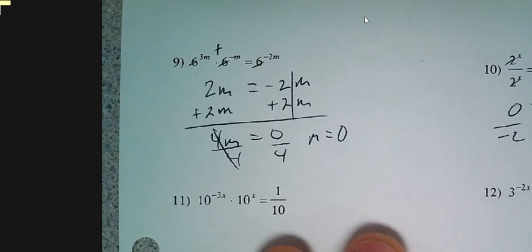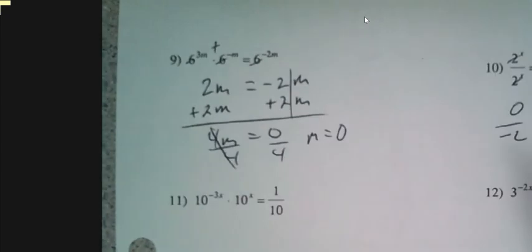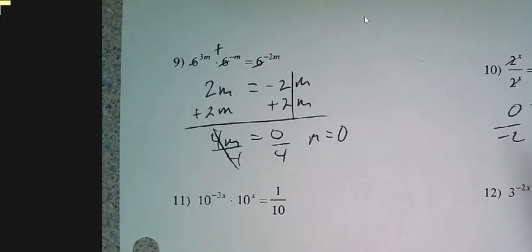Okay, so again, if the bases are the same and you're multiplying, you add the exponents. If the bases are the same and you're dividing, then you subtract the exponents. So turn the page over.